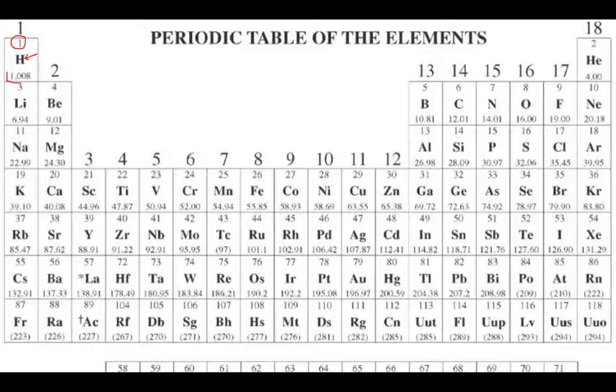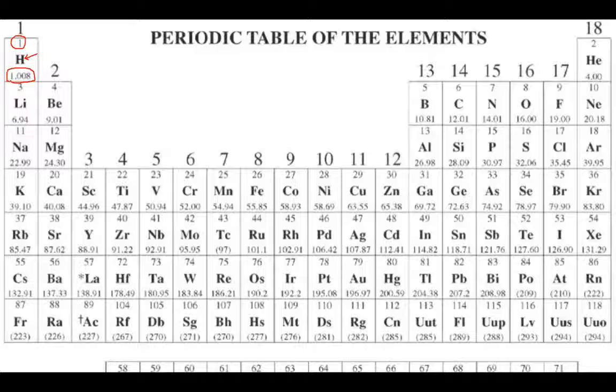And the last, and this is what we're going to be focusing on during this video, is this number down here. This is the average atomic mass. So what this number means is if we have all of the hydrogen atoms in the entire universe and we calculate the average mass of those hydrogen atoms, the average is 1.008. And this is in AMU. And so this tells us that most hydrogen atoms have a mass of 1.